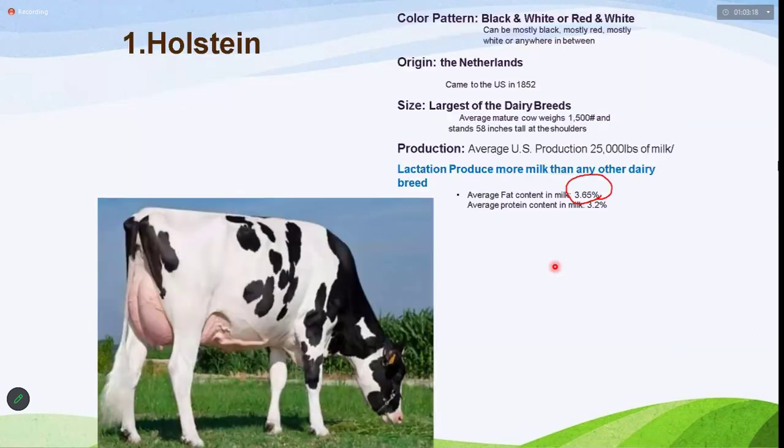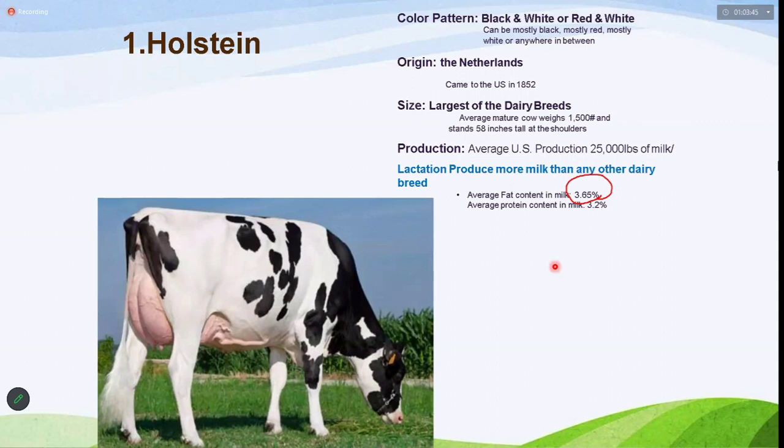So we'll take them one by one with their characteristics. Holstein, you can see here, Holstein, okay. The color pattern is black and white or red and white. The origin is Netherlands.